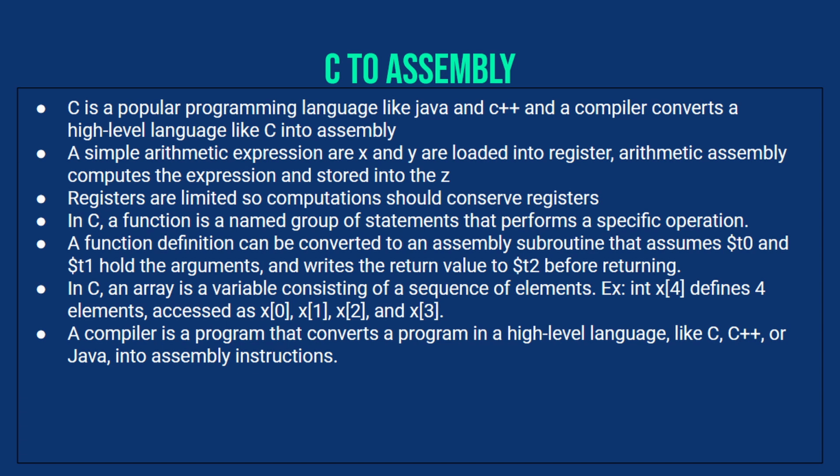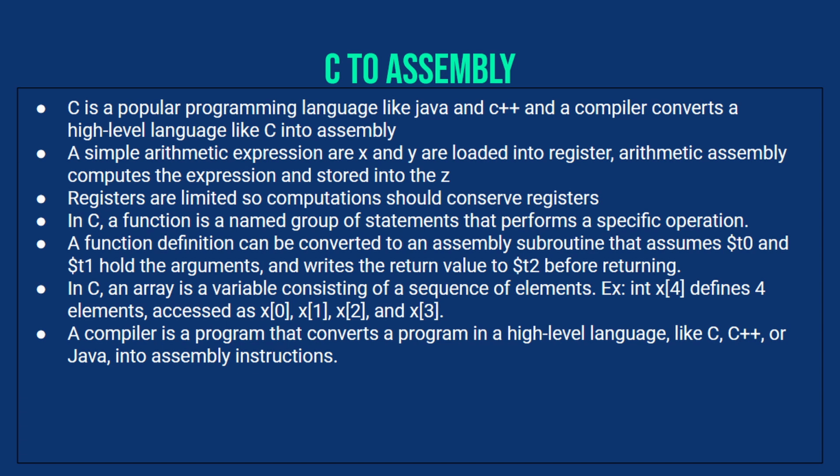For example, in C, a function is a named group of statements that perform a specific operation. A function definition can be converted to an assembly subroutine that assumes register 0 and register 1 hold the arguments, and writes the return value to register 2 before returning.